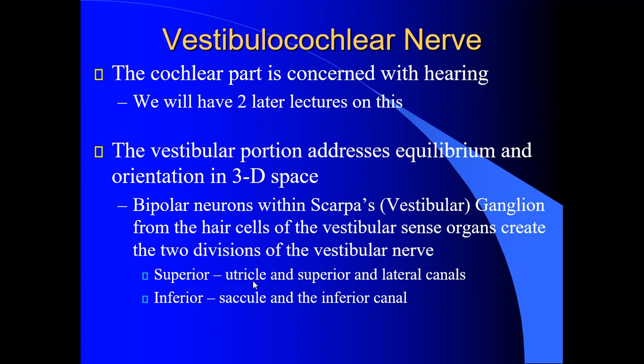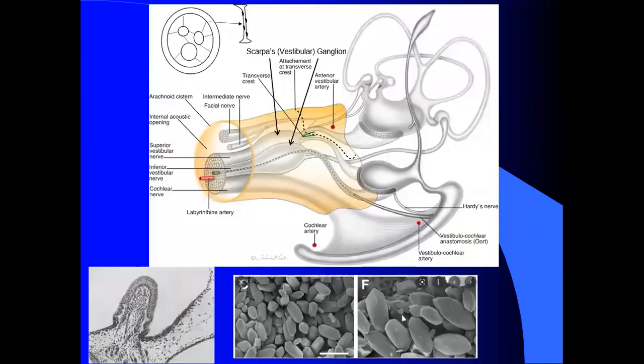And so here, in the superior division of the vestibular ganglion, we have the utricle and the superior and lateral semicircular canals. But in the inferior division, we have the saccule and the inferior canal. It's like, that doesn't help. That really isn't very useful.